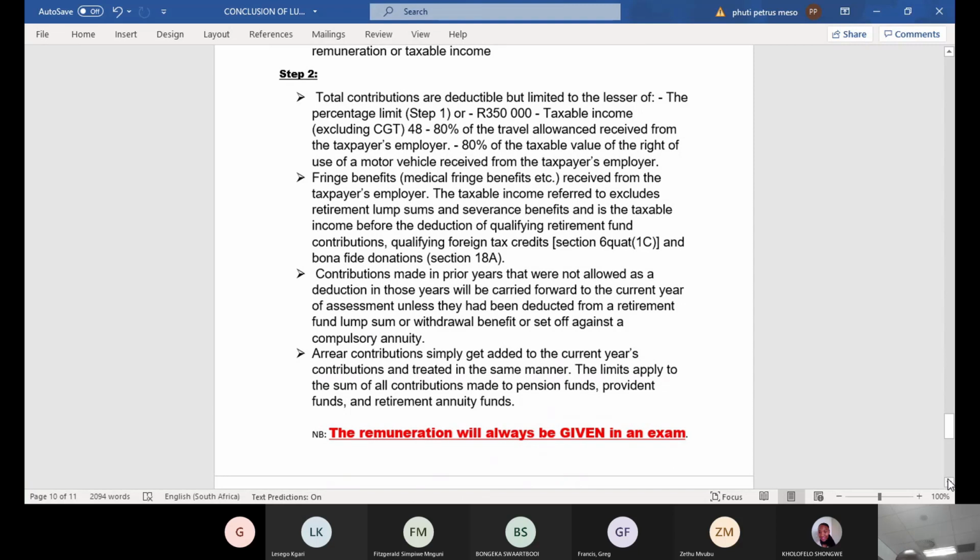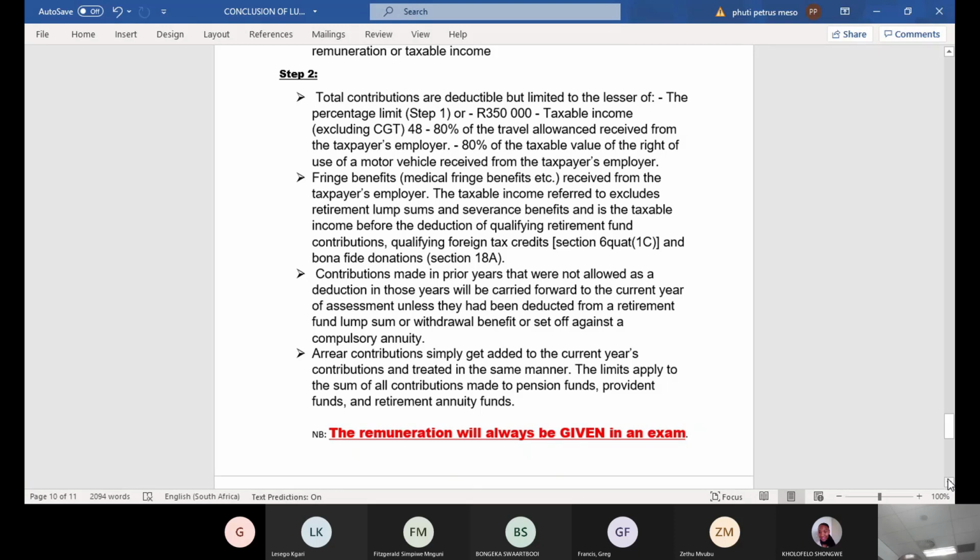Total contributions are deducted when limited to the lesser of the percentage limit, or 350,000 rand, taxable income excluding the CGT, which is ranging at 48 to 80% of the travel allowance received from the taxpayer's employer, or 80% of the taxable value of the right of use of the motor vehicle received from the taxpayer's employer. You remember last week when we did the right of use of the motor vehicle calculations. And then today we did what's called the travel allowance.